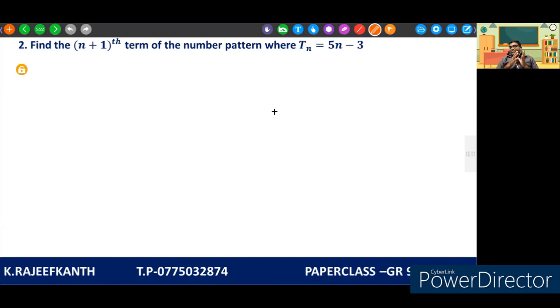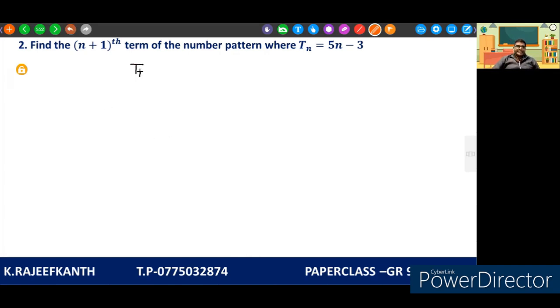Find the n plus 1 term of the number pattern where Tn is equal to 5n minus 3. If you want to find the 5th term of this progression, then we have to substitute n is equal to 5. Then we can find T5. But the question is, here we have to find the n plus 1 term. So we have to substitute n is equal to n plus 1.